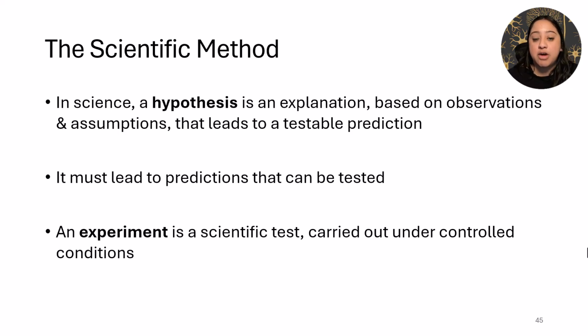And in science, a hypothesis, again, is an explanation based on observations and assumptions that leads to a testable prediction. And it must lead to predictions that can be tested. You can't say, for example, that you have a light on your desk, and this desk lamp isn't turning on. Maybe ghosts mess with it. Maybe it's haunted. That's something that you can't really test. And so that's a distinction. A hypothesis and prediction have to be testable.